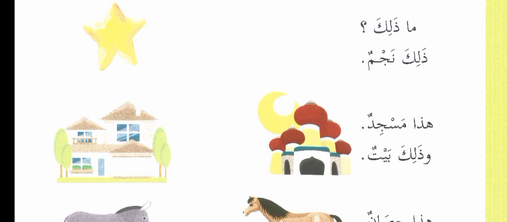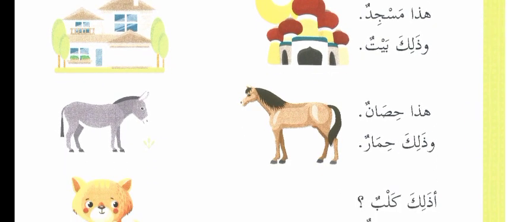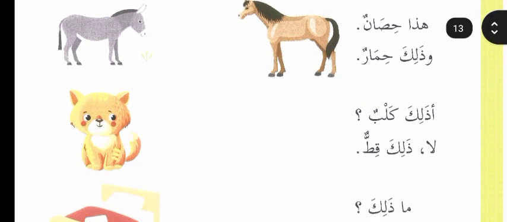Now you can see the difference between hada and dhalika. هذا مسجد, this is a mosque. وذلك بيت, that is a house. You can see the house is a little far, so that is a house. Okay, the next one, هذا حصان, this is a horse, وذلك حمار, and that is a donkey. You can see the difference.